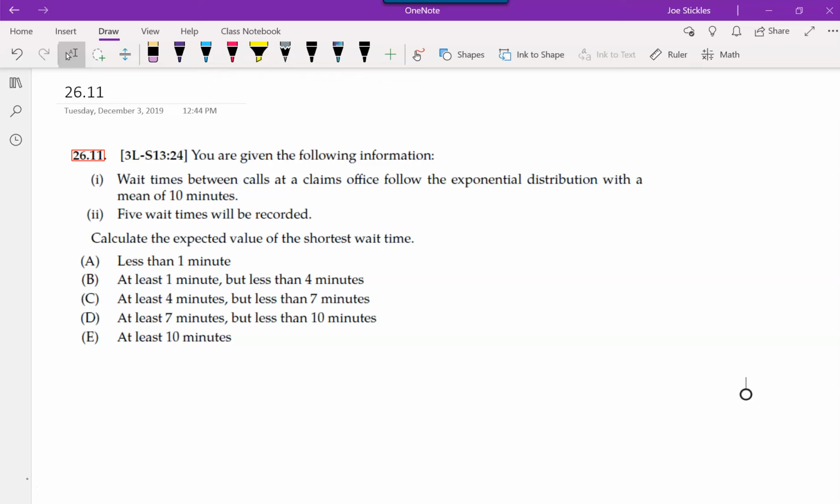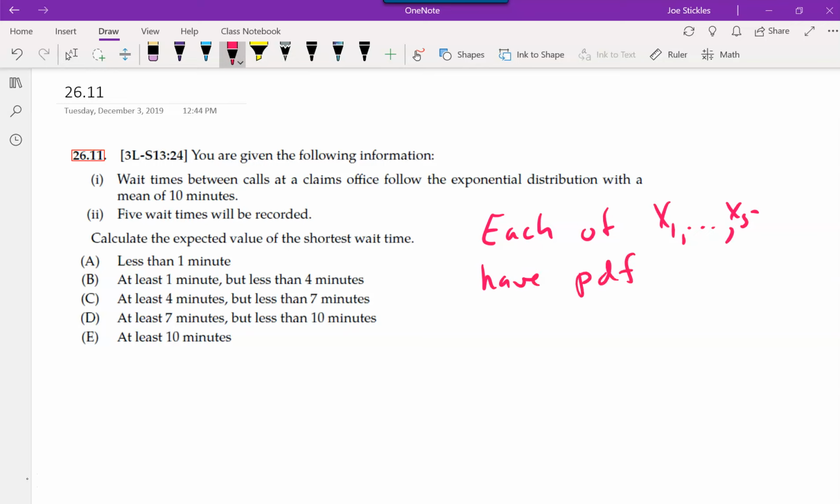You're going to record 5 wait times. You want the expected value of the shortest wait time. Well, if I want expected value, I first need a PDF, correct? Since we're looking for the shortest wait time, we're looking for a what of the 5? A min, right? We want the minimum of the 5 values, right? So each of x1 out to x5 have what type of distribution? So what is its PDF then?